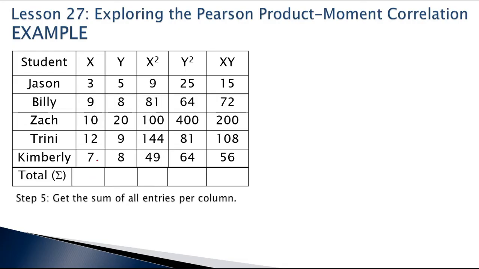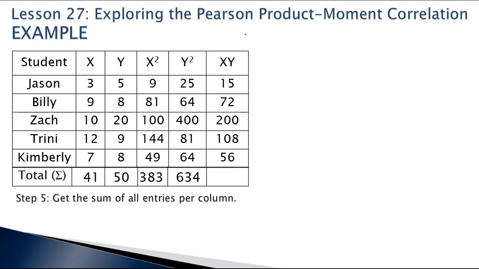What's the total for the x column? Let's add. That is equal to 41. How about y? Very good. That is equal to 50. For x squared, very good, 383. For y squared, very good, that is 634. How about the xy column? Let's just add.